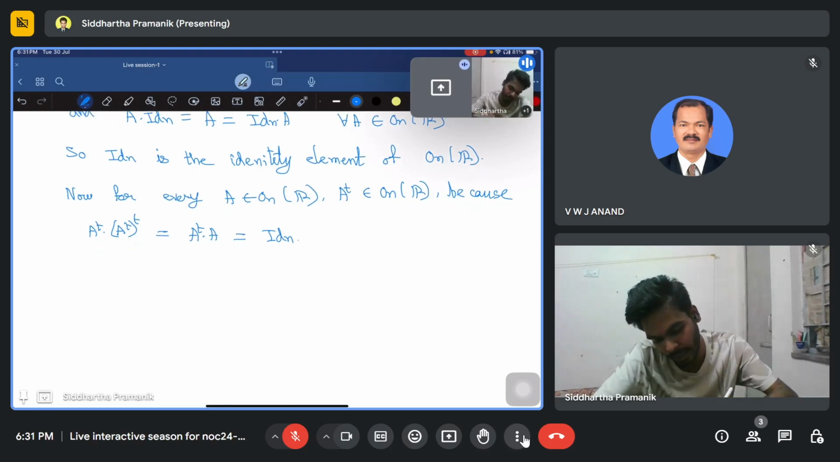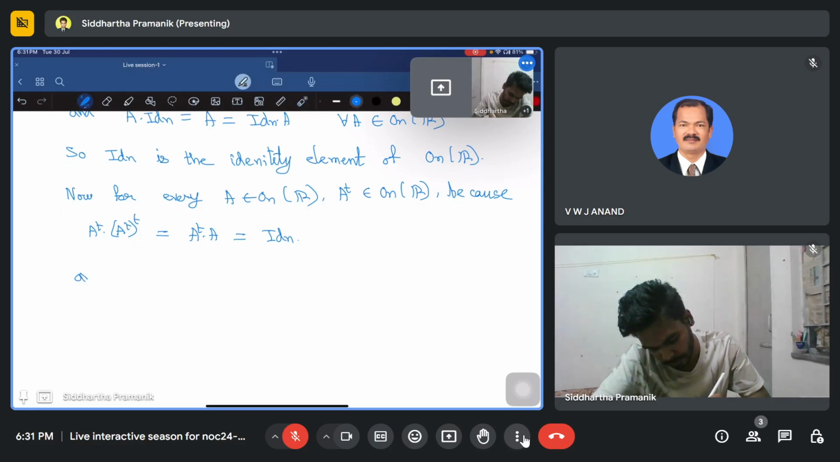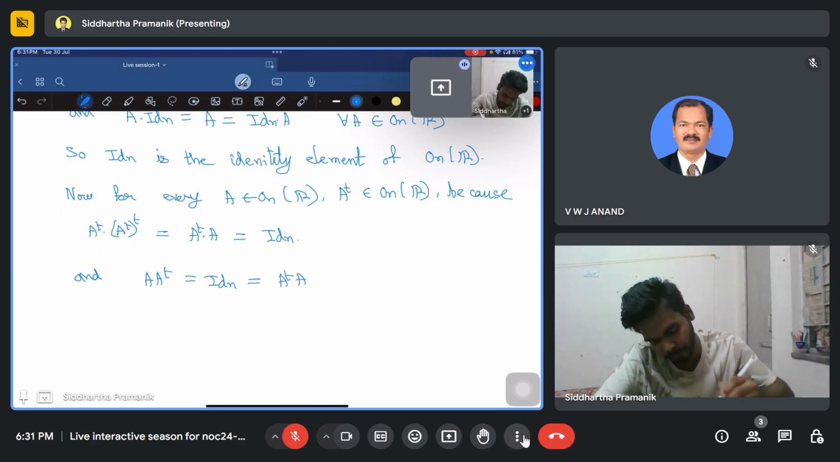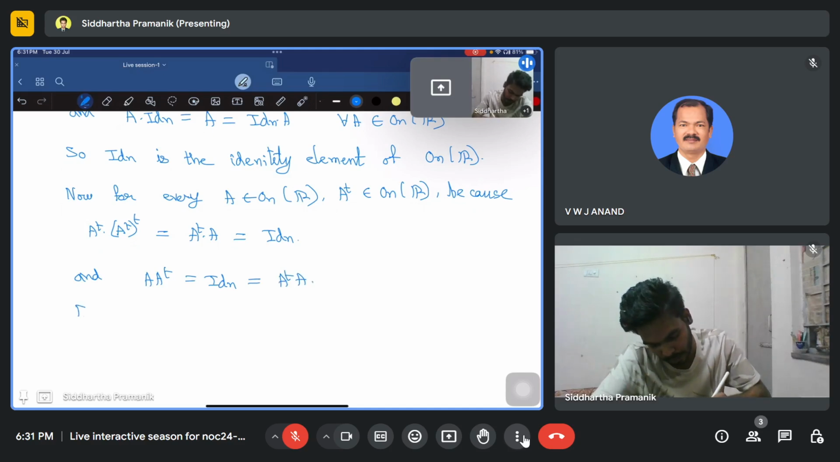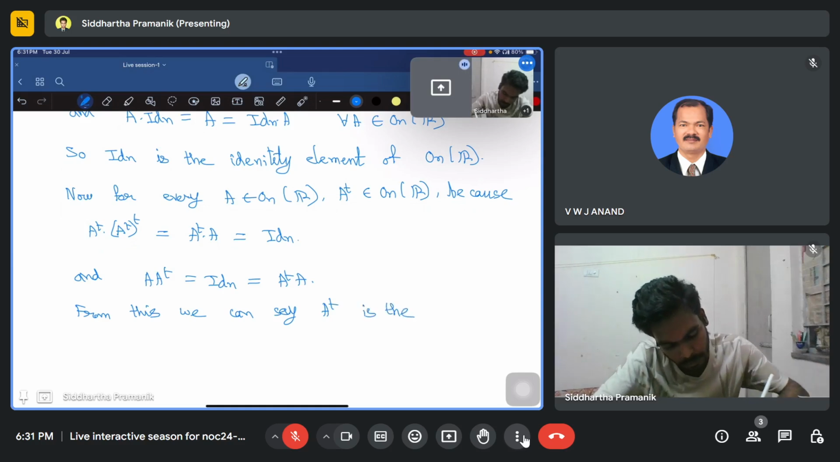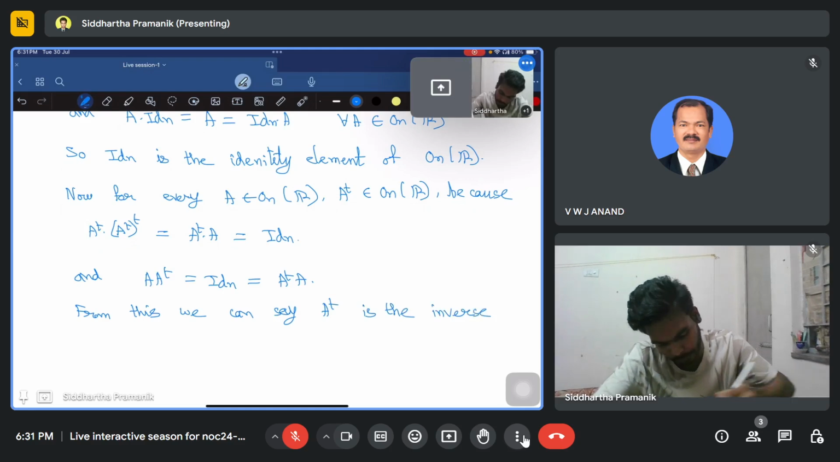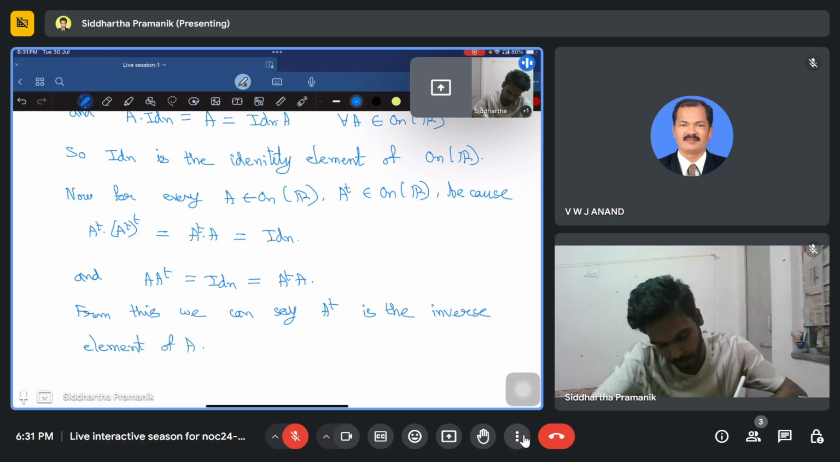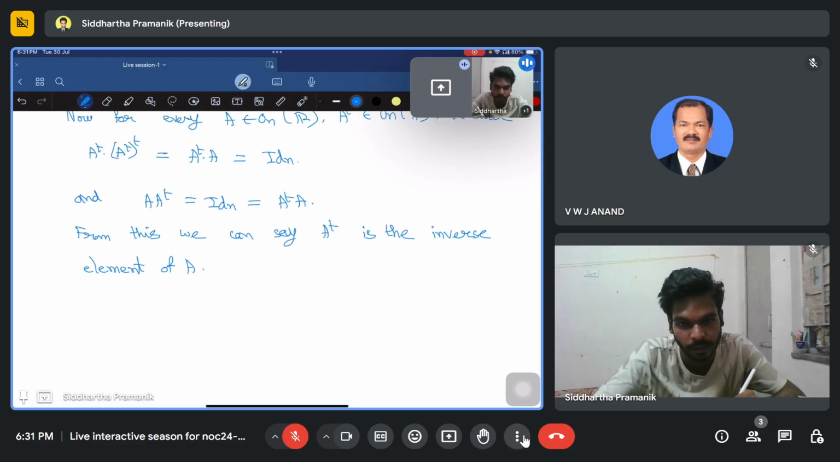So for every A, A transpose is also in this set, and A A transpose is the same as the identity element, and this is the same as A transpose A. So from this we can say A transpose is the inverse element of A. So every element of O(n, R) has an inverse in O(n, R).